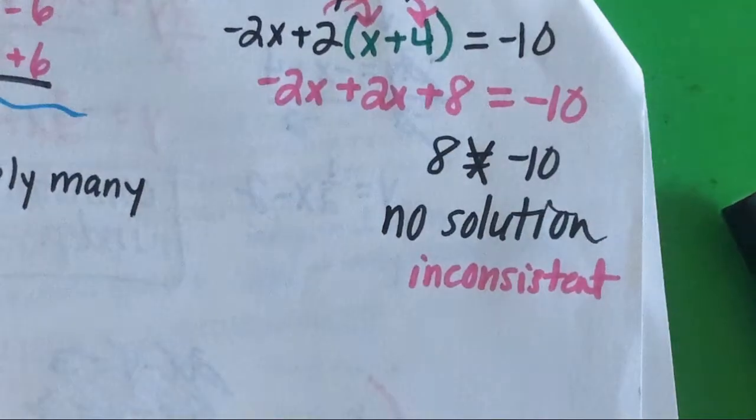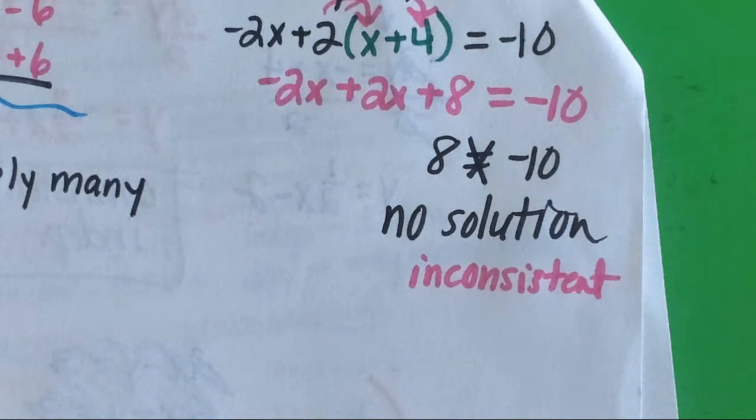So again, if you end up with the variables canceling out, it's either going to be infinitely many or no solution. You just have to figure out if it ends up being a legit statement, like our last one was 18 equals 18, that was legit, or does it end up being something crappy like this: no solution.